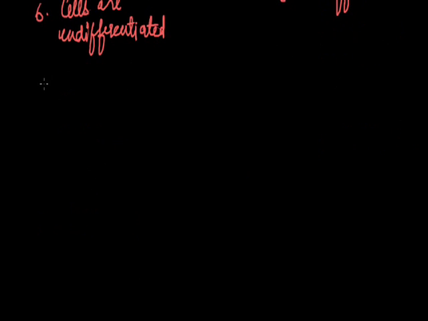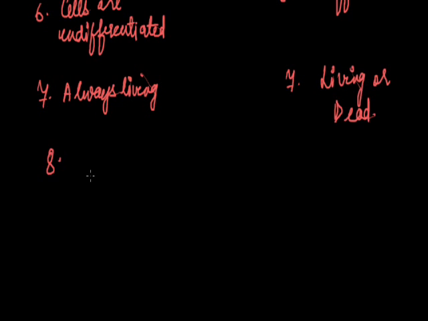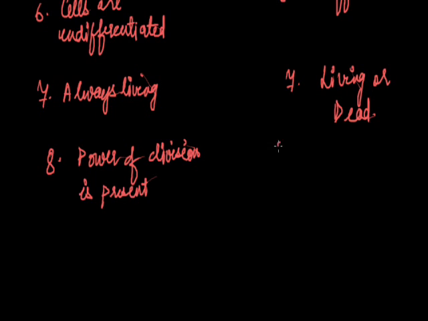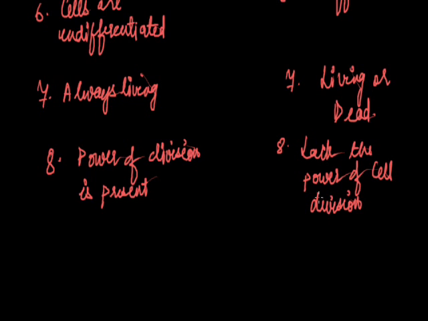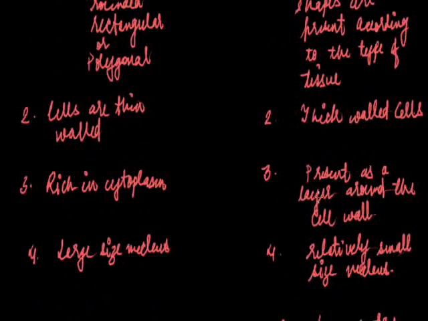The meristematic tissues are always living. But the permanent tissues may be living or they can be dead. In meristematic tissues, the power of cell division is present. Permanent tissues lack the power of cell division. So this was the difference between the permanent tissues and the meristematic tissues.